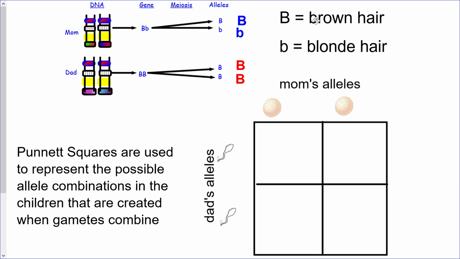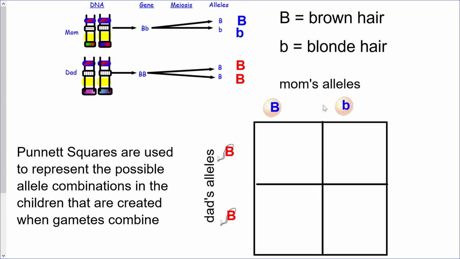All right, so we're going to say that that gene codes for hair color. So the big B is going to be brown hair, and the little b, the recessive one, will be blonde hair. So during the formation of your mom's gametes, 50% will have the dominant brown hair allele, and 50% will have the recessive blonde hair allele. For your father, he will get 50% having that one and 50% having this one. Now, again, it doesn't matter because it's the same allele, right? So Punnett squares are used to represent the possible allele combinations and the children that could be created when those parental gametes are combined.